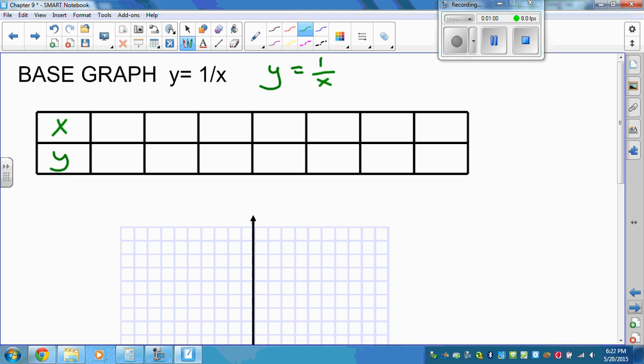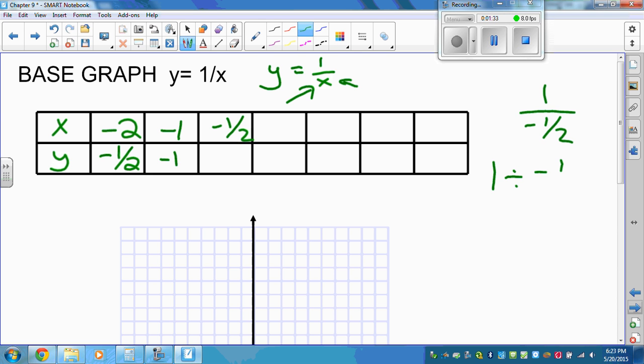So x and y. If x is negative 2, and I chose these points because I know where I'm going, 1 divided by negative 2 gives us negative 1 half. For negative 1, 1 over negative 1 is just negative 1. What about negative 1 half? 1 over negative 1 half is like 1 divided by negative 1 half. You keep, change, flip. So it's 1 times 2 over 1, negative. In other words, that's just negative 2.